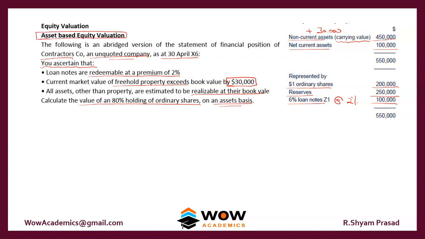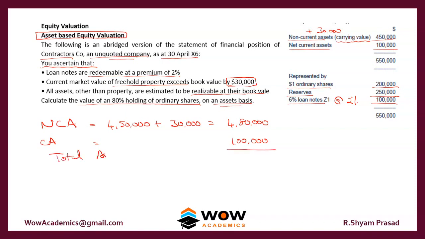So we'll start with the non-current asset. The non-current asset value is 4,50,000, which exists there. That has to be added with another 30,000, so that comes to 4,80,000. All other assets we can take as the current assets, realized at their book value. So the total assets of the company is 5,80,000. So we have to deduct all the total liabilities.